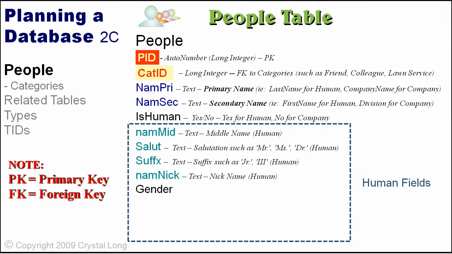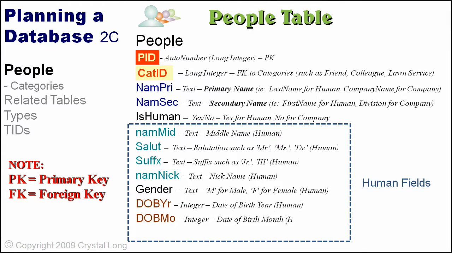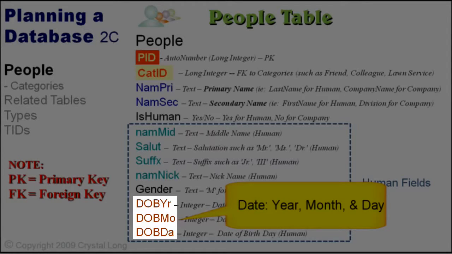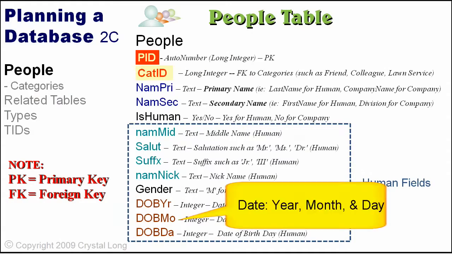Date of birth will be tracked in 3 numeric fields instead of 1 date field. Do you remember why we are going to do this? How many people do you know the month and day of a birthday, but not the year? By tracking this information in 3 fields, we can enter just what we know, and it can always be combined when we need an actual date.